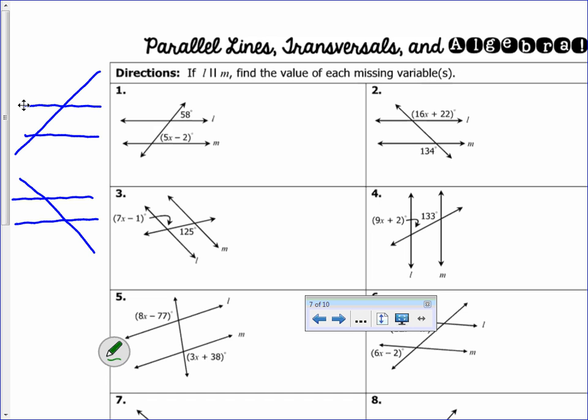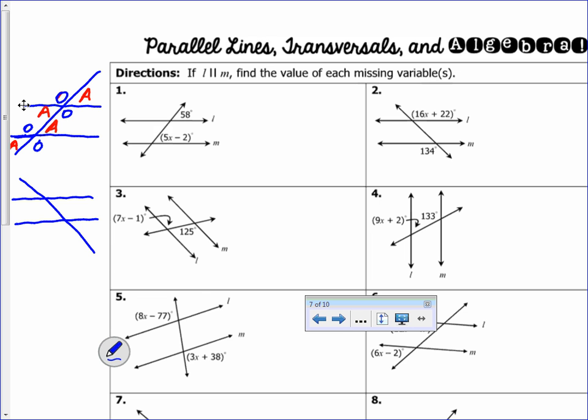Okay? Now I like to label all of my acute angles and all of my obtuse angles. This makes it easier for me to set up an equation. Here's an acute angle, this is an acute angle, here's another acute angle, here's another acute angle. These are the angles that look smaller than 90 degrees. While on the other hand, this is an obtuse angle. This is obtuse and this is obtuse.